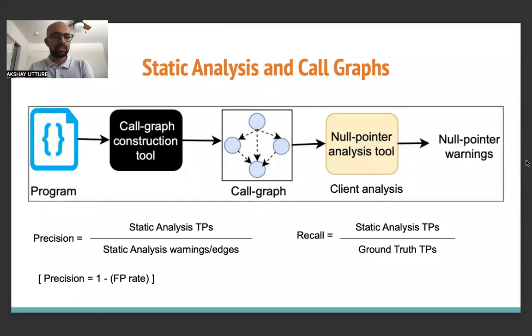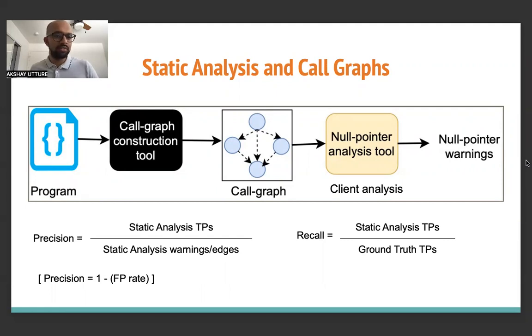Before we start, let's get a little bit of background about static analysis and call graphs. Static analysis tools analyze the program without actually running it and try to find errors and security vulnerabilities in it. And a call graph is a graph of all the method calls in a program and is computed using a call graph construction tool, which itself is a kind of static analysis.